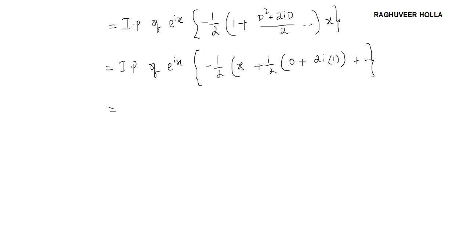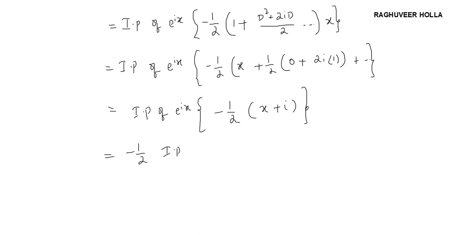So further, if I try to simplify this, the integral part of e^(ix), okay, so this is minus 1/2, and this is x plus i, close the brackets. Now e^(ix) I can write as cos x plus i sin x, so minus 1/2, this is the integral part of, that is, you have cos x plus i sin x, and it is multiplied by x plus i. So let us try to solve this.